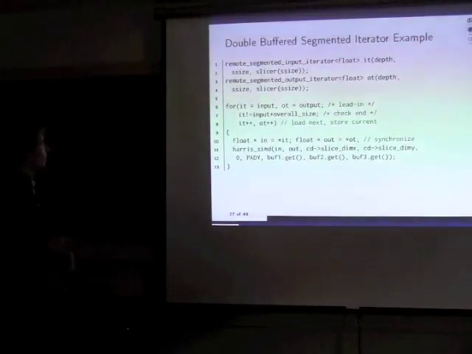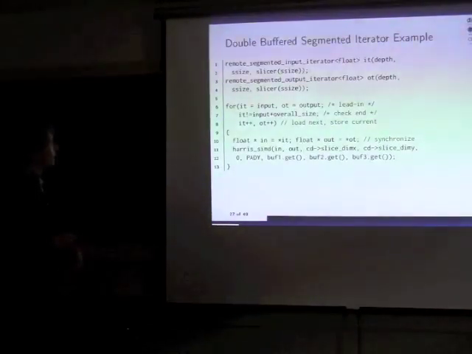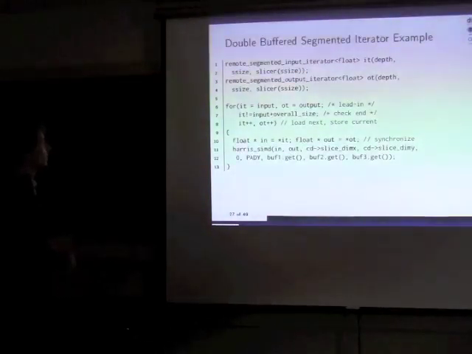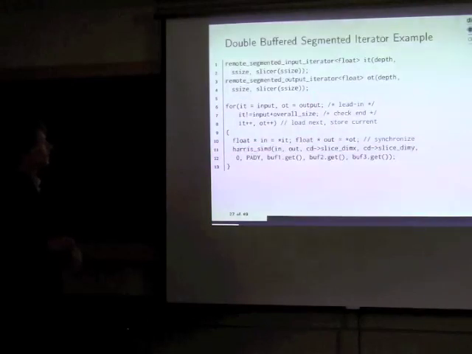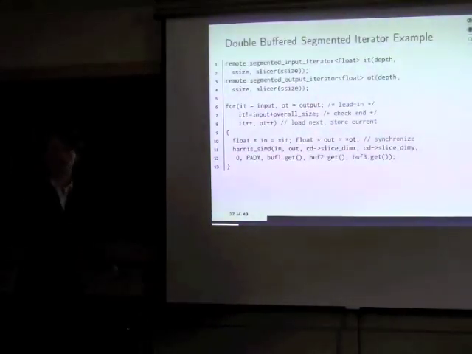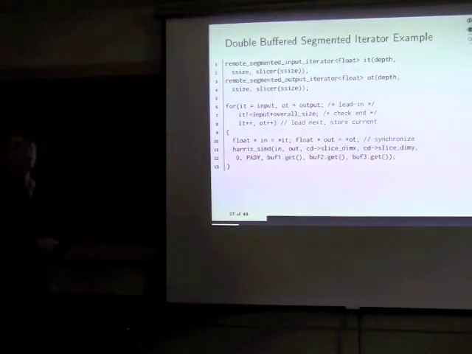But the loop now looks like this. Here we assign our input iterator to some address, input. We assign the output iterator to another address, output. And this is the lead-in. Here already, the iterators start getting the data, at least the input iterator. Of course, the output iterator does nothing.